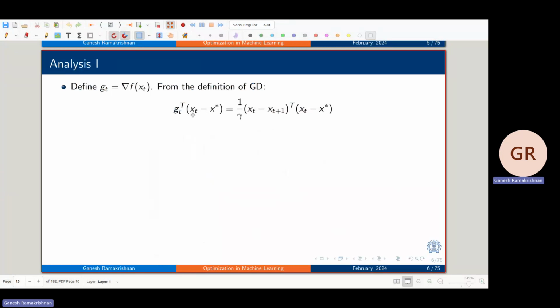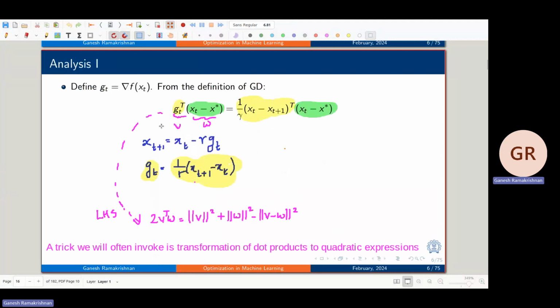So this expression comes very clearly. No rocket science here. Okay, just annotating the same thing. GT is nothing but 1 upon gamma times XT plus 1 minus XT. Sorry, I reversed the sign. This is the negative of that, so let me put a negative here. Okay, negative.